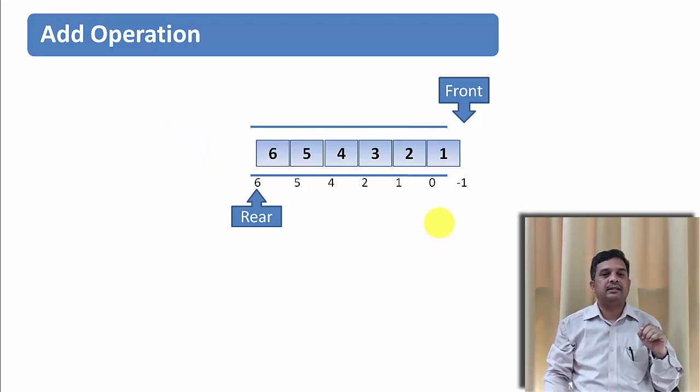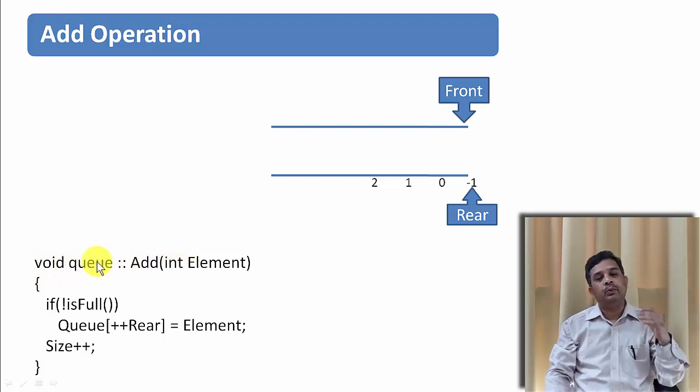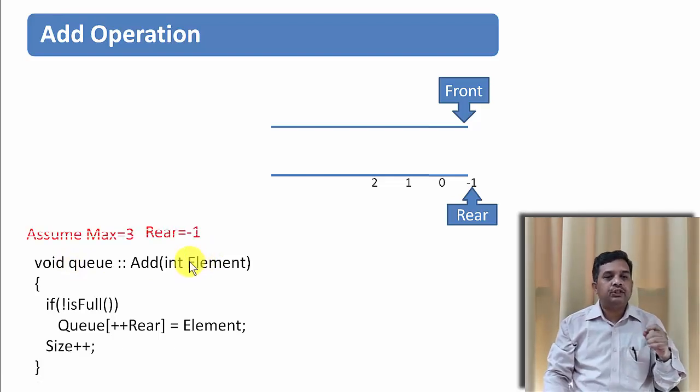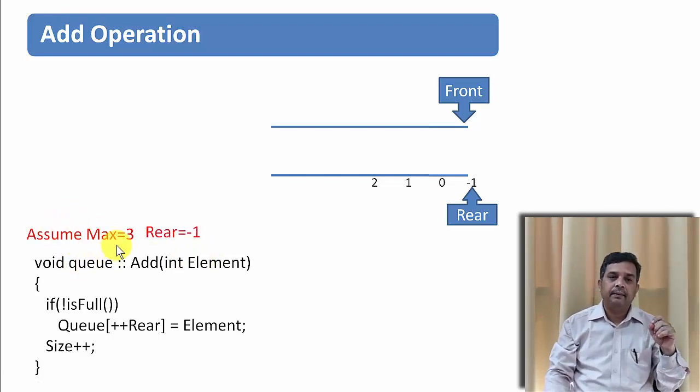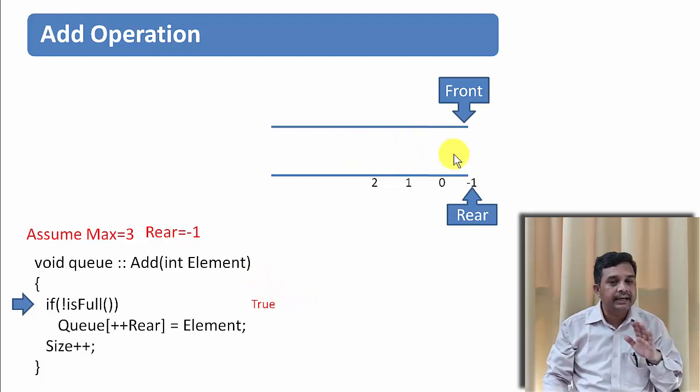Now let us try to understand this with the help of an algorithm. We have, let us say, a function called add to queue, and the element we are entering is of integer data type. This element we are passing as a parameter. Assume that the maximum size is 3 and the rear is pointing to -1. These are the basic assumptions. Now the first statement is: if not is full. It means the queue is not full. This condition is true. It means the queue is not yet full. It is right now empty.